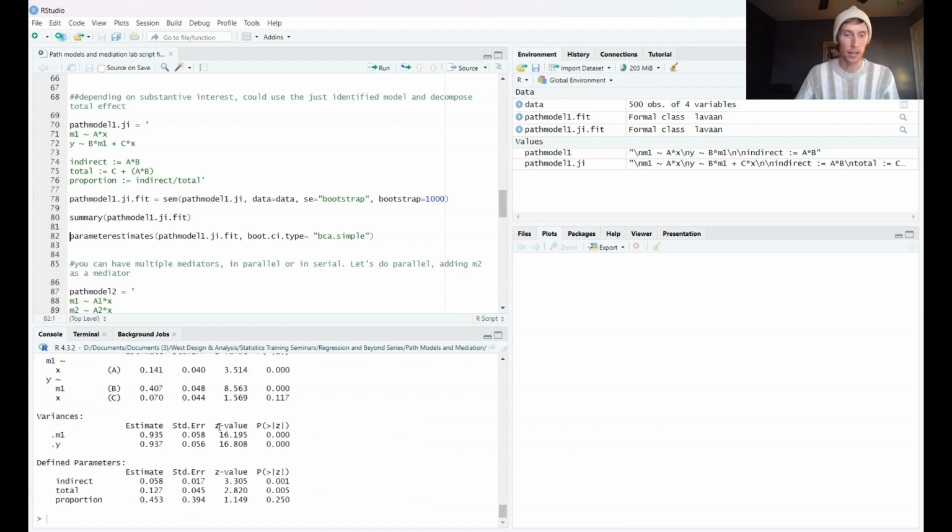Now let's look at this. So again, differences. Now we have the C path in there. And then we added these things down here as well. So notably, that indirect effect accounts for a large amount of the total effect, almost half.